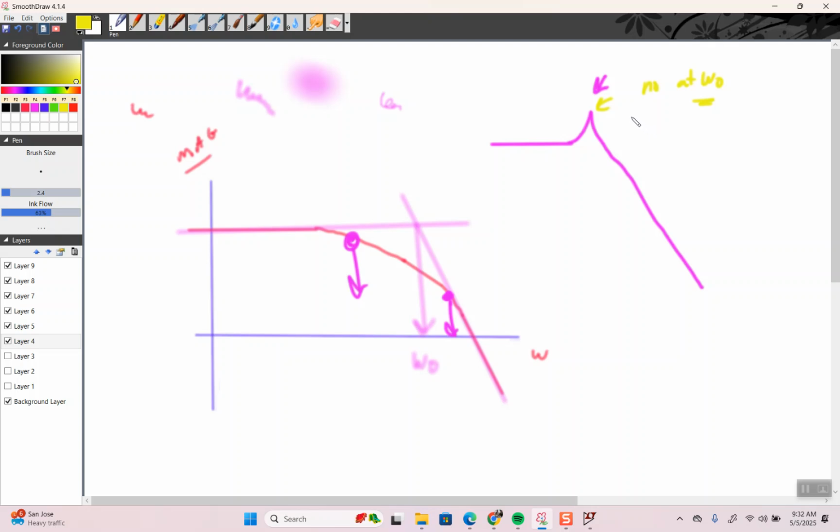So really, again, the way to find it is you take this asymptote, and don't worry about the peak, right? You take this asymptote, okay, and then this intersection is omega naught squared. And then the phase you would find the same way, right? Whether it's inverted or not, you would just find it the same way.